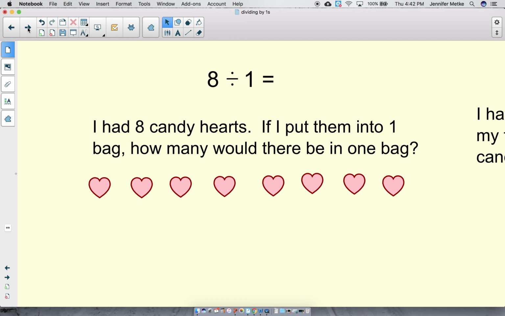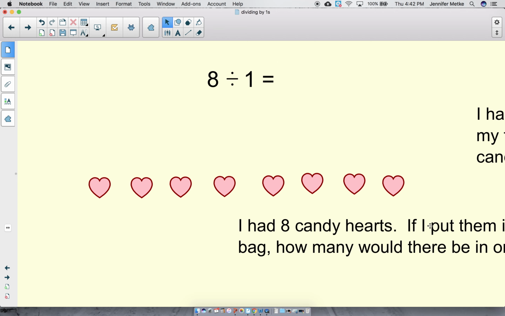So here's a story problem. I had 8 candy hearts. If I put them into one bag, how many would there be in one bag? Well, that's easy. All of these would go into the bag. There'd be 8. So in this case, 8 was my total, and 1 was the number of groups that I had, and I'm just trying to find out how many would be in that group. If you have 8 and you put them all in one group, the answer is 8.